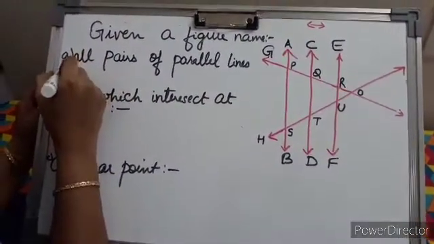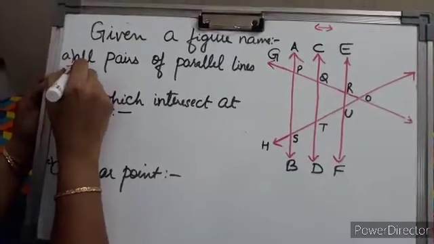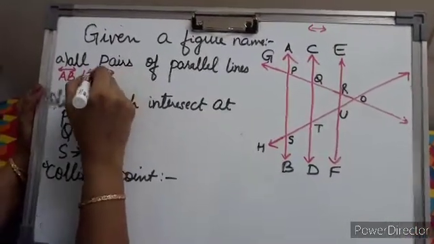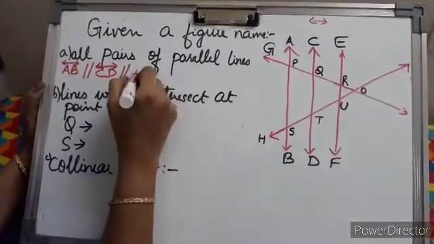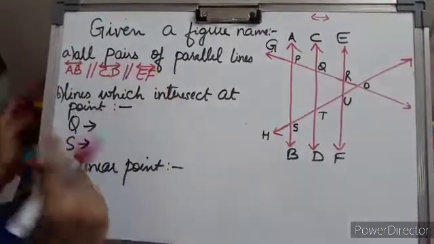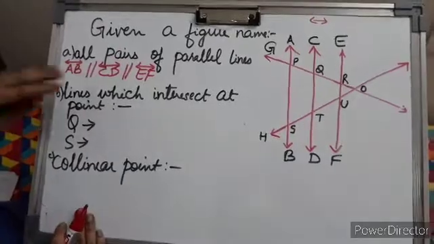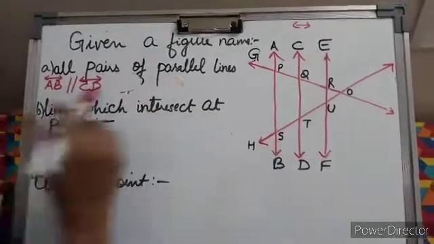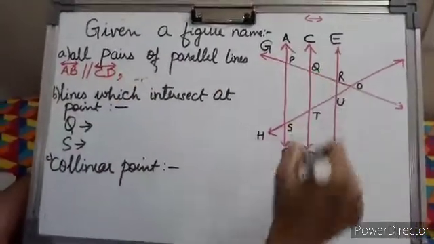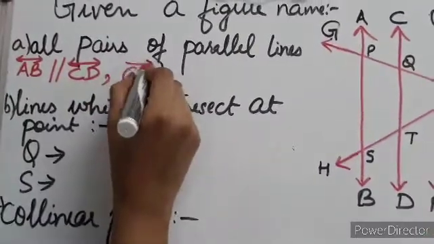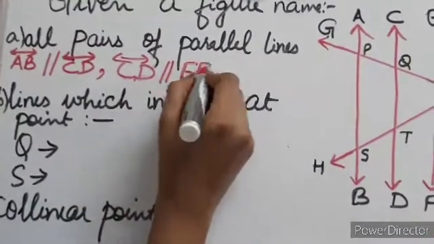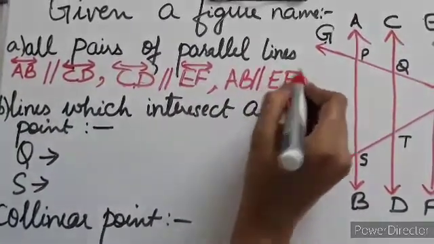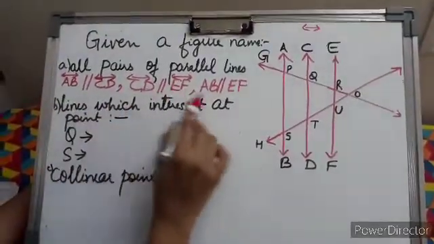So pairs of parallel lines will be what? AB is parallel to CD, which is again parallel to EF. Now suppose it is asked pairs of parallel lines. So we will just make it different, because it is asked in the question to write the pairs of parallel lines. So AB is parallel to CD. Other way around we have to write CD is parallel to EF, and again AB is parallel to EF. So these are three pairs of parallel lines.